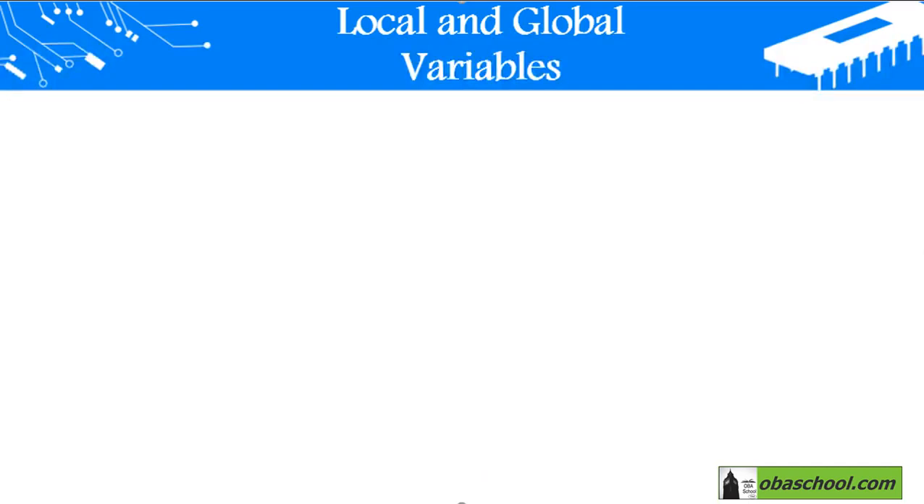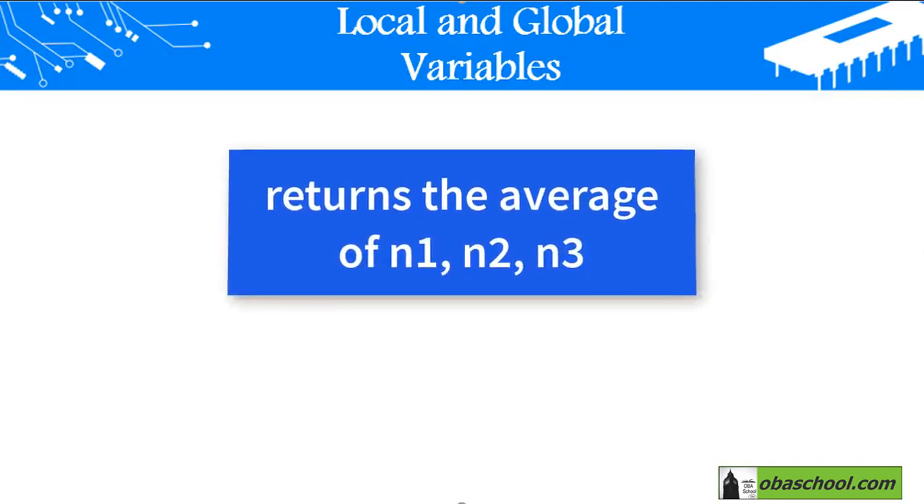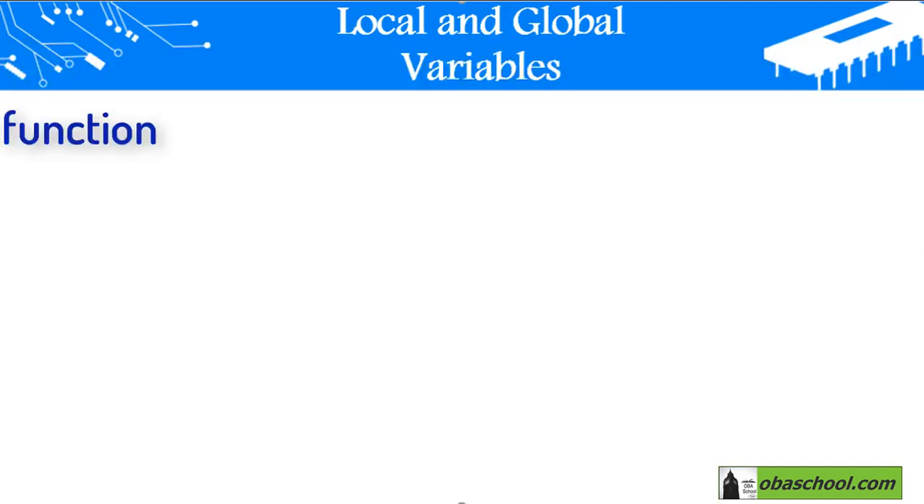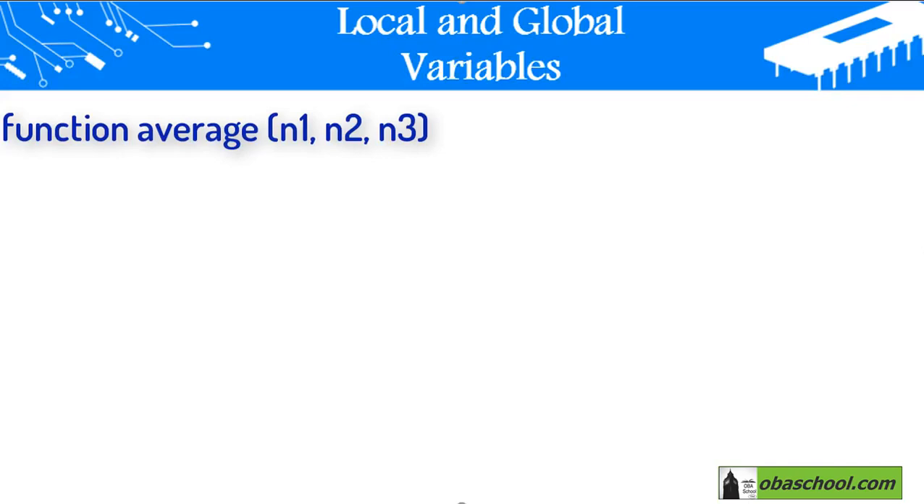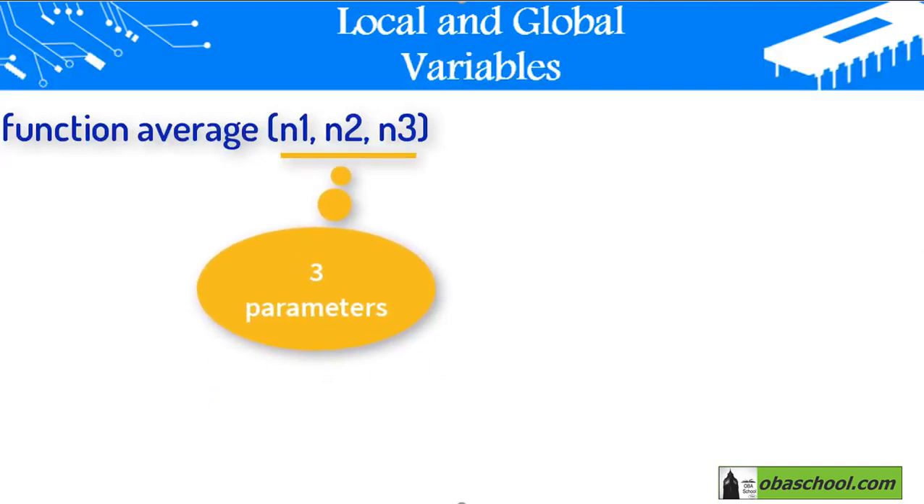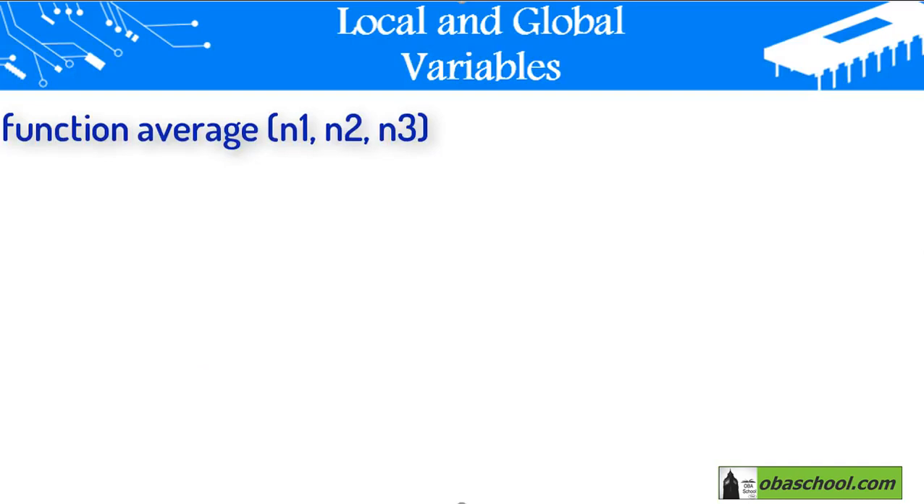So here's the function which returns the average of three numbers n1, n2, and n3. First, we write a function and put the name for the function, we call it average. And we pass to average three parameters that are n1, n2, and n3. We separate the three parameters by a comma.